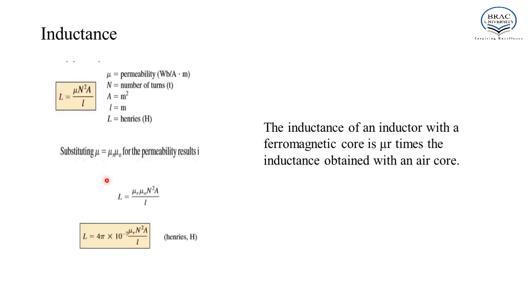If we compare these two equations over here, it can be determined that the inductance of an inductor with a ferromagnetic core is mu R times the inductance obtained with an air core.